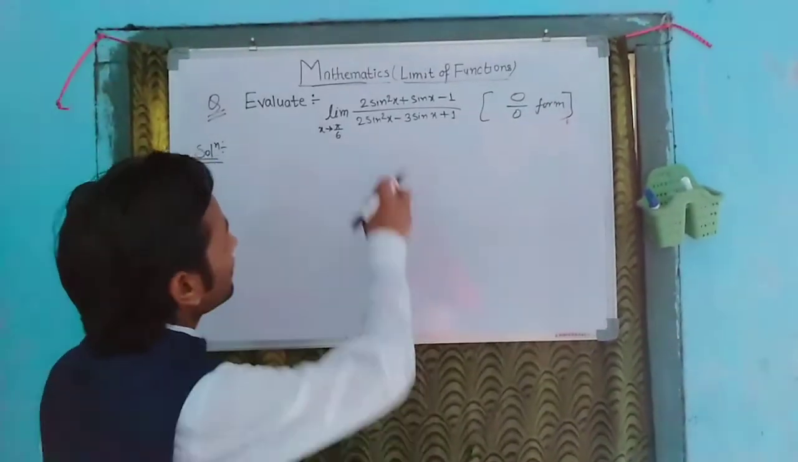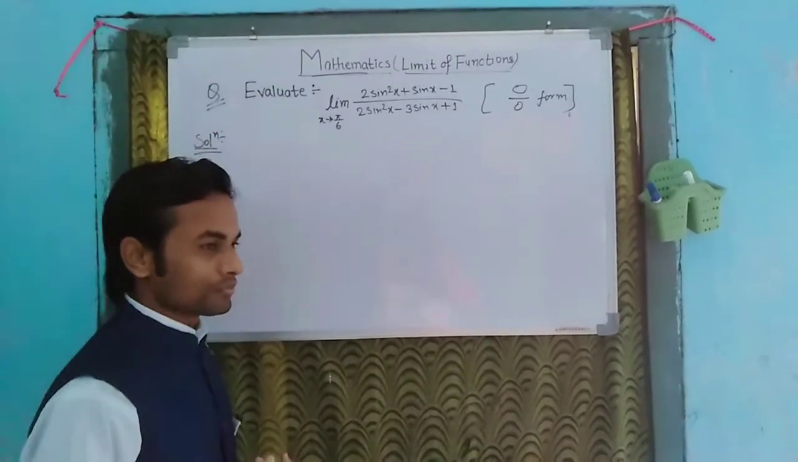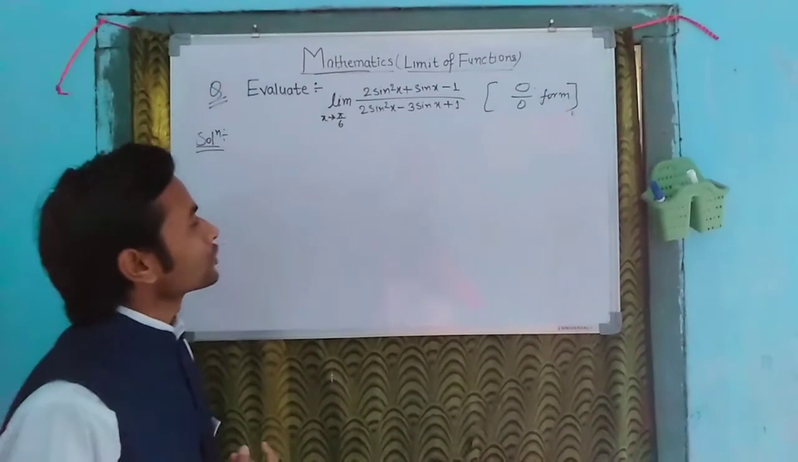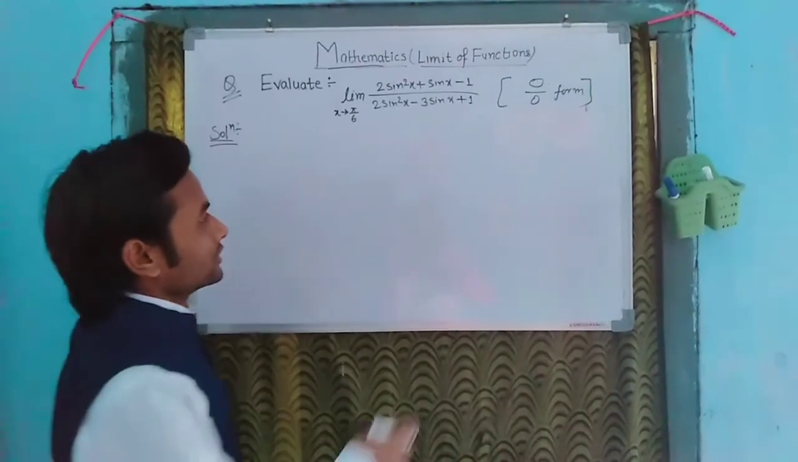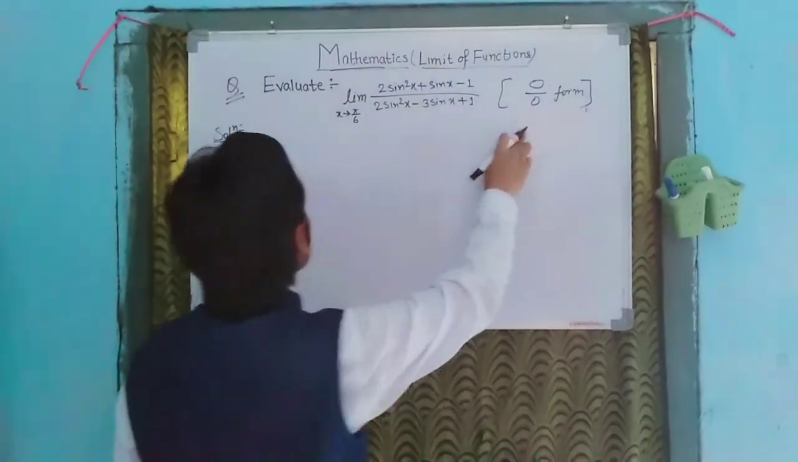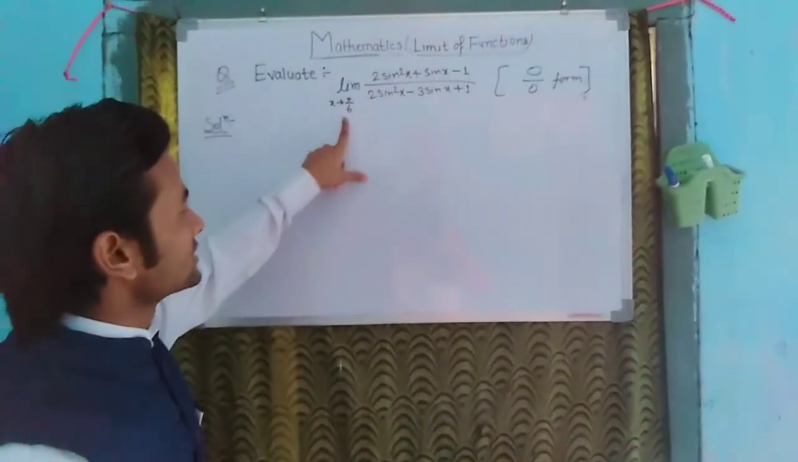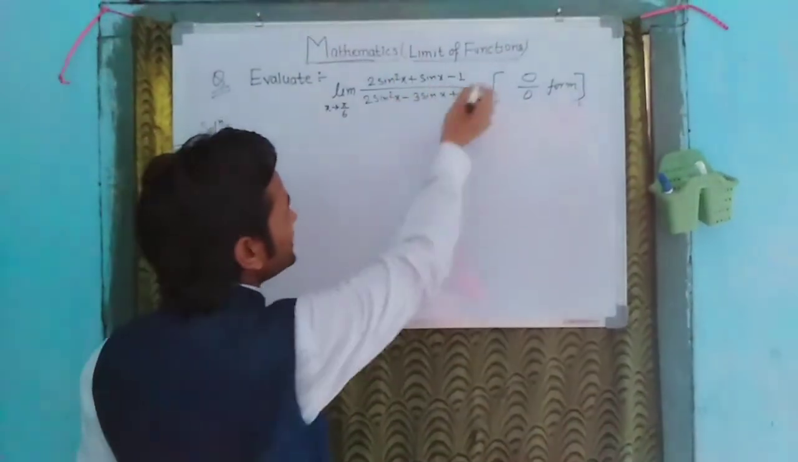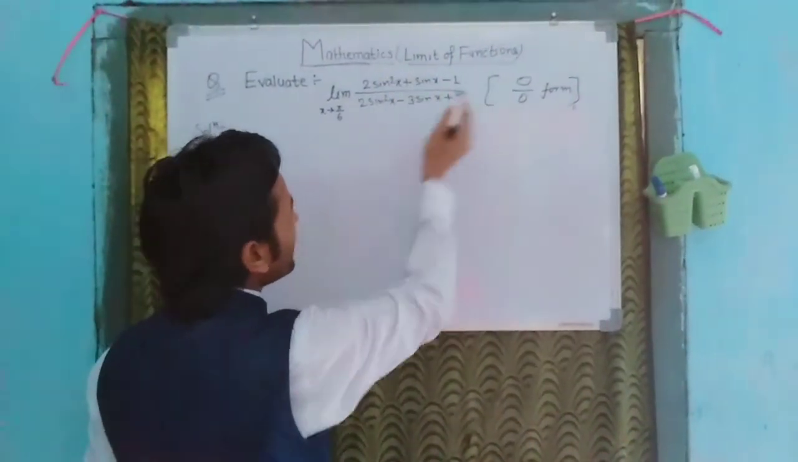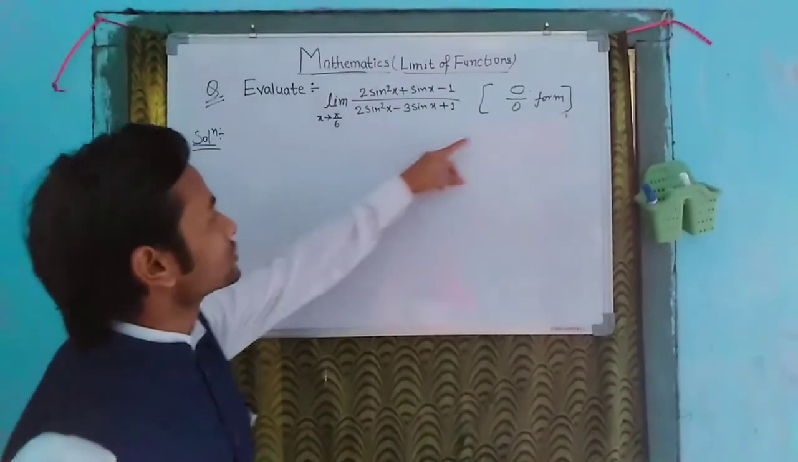Question is, evaluate the limit of (2 sin²x + sin x − 1) divided by (2 sin²x − 3 sin x + 1). It is in the 0/0 form. Why is it 0/0? Suppose you put the value x tends to π/6 everywhere in the numerator and denominator. We will get all these terms as 0, so that is why it is called 0/0 form.